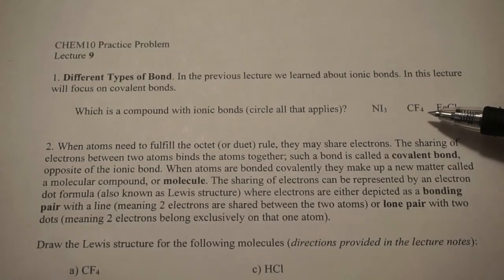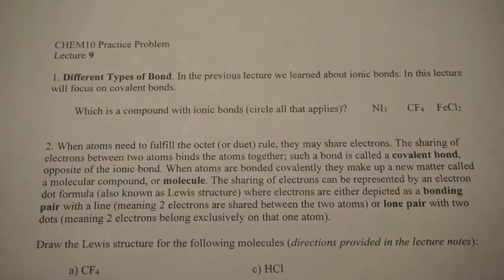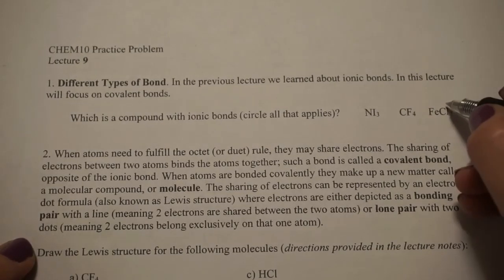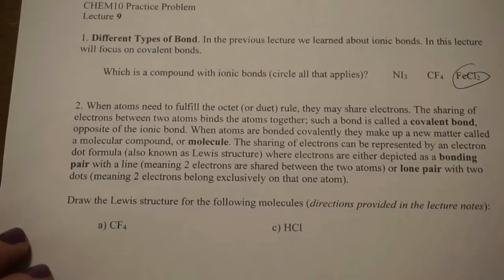NI and CF are both not ionic bonds because they're both nonmetals. And FeCl is the only one that's a nonmetal and metal combined. So we know that that is our ionic bond.